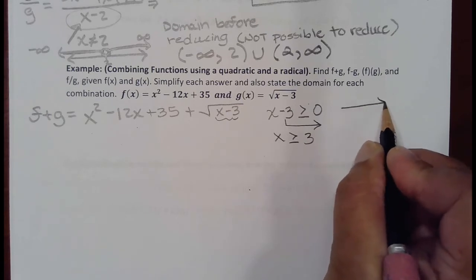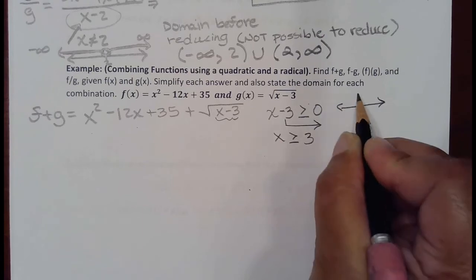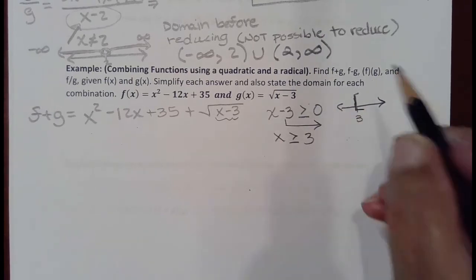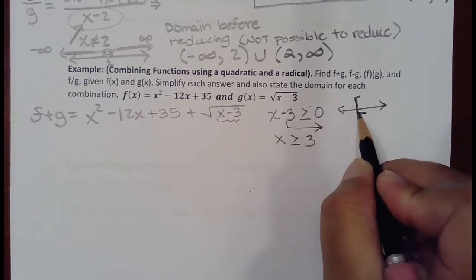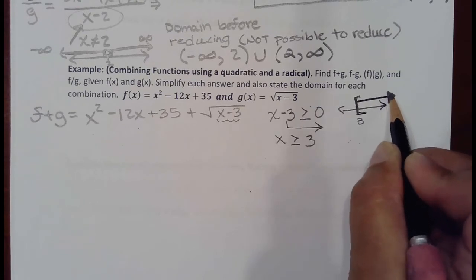So this is what x is allowed to be, set builder style. This is what it looks like on a graph, and this graph always helps us to get our interval notation correct. The domain is anything from 3 to infinity.